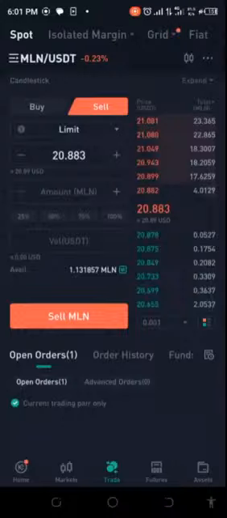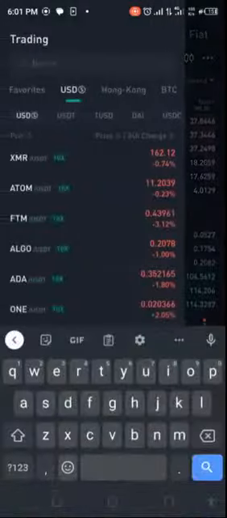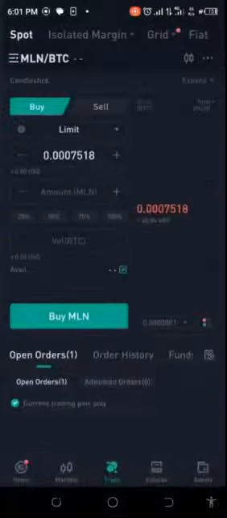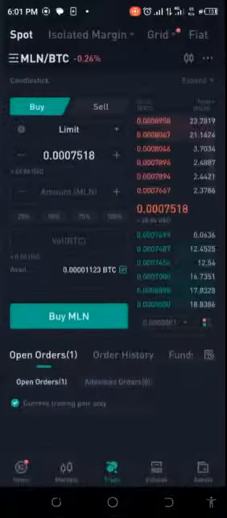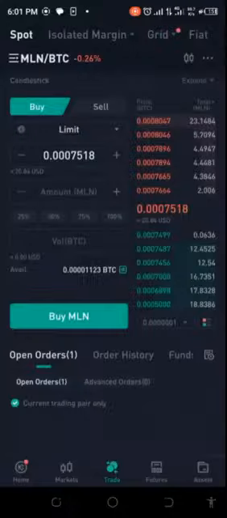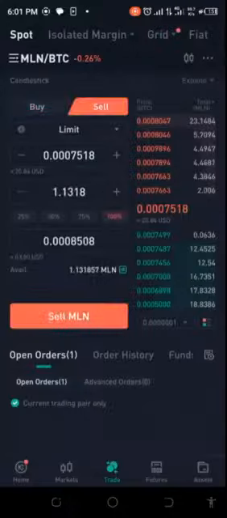Let me see what we have here. This is currently the price. But let's go back to our MLN. I just saw it as green, that's why I said let me just cross over. We have two escape routes, right? So don't worry. Let's go ahead and do this. We're going to be selling 100%. Let's see what this is going to give us.